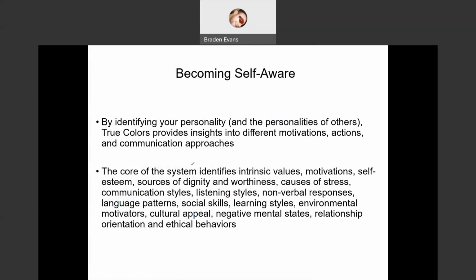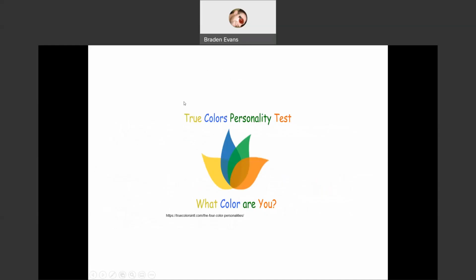It's important when you're filling out this form to be honest. You're going to identify your own values. What motivates you? What gives you confidence? What makes you feel valuable? What causes you stress? How do you communicate? How do you listen? And so on. All of this you'll be able to understand a little better from doing the True Colors exercise.